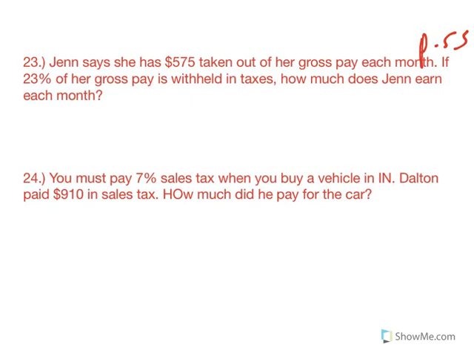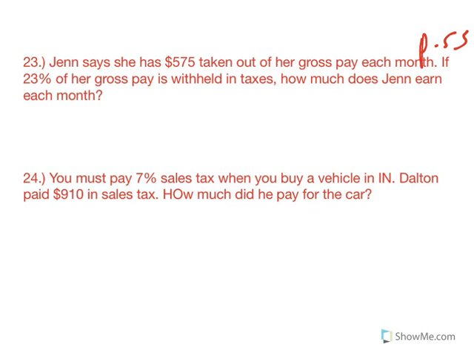23. Jen says she has $575 taken out of her gross pay in taxes each month. If 23% of her gross pay is withheld in taxes, how much does Jen earn each month? In the packet it says make. If Jennifer's making her own money, we have issues because that is totally illegal. So we're going to pretend that she's earning money.